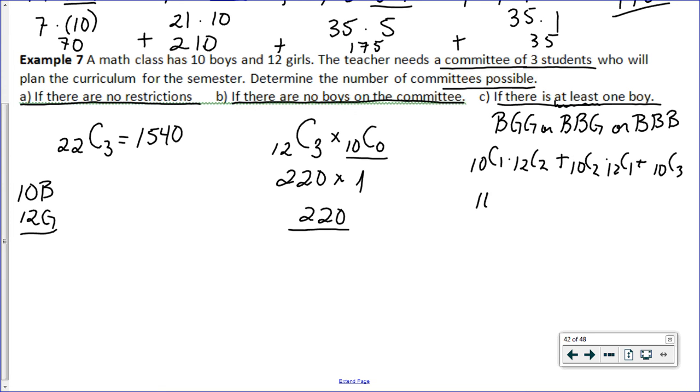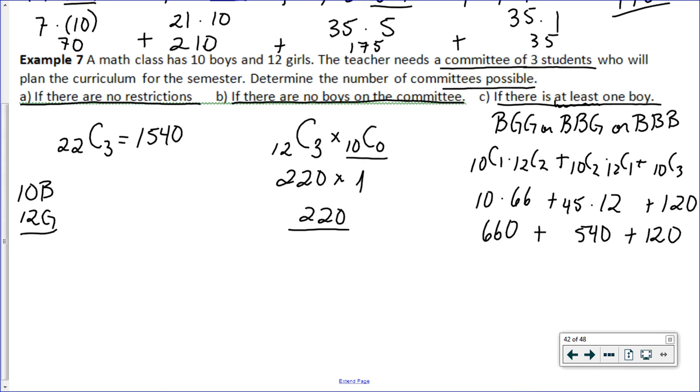So this turns out to be 10 times 66, or 660, plus 45 times 12 is 540. And the last one, 10 choose 3, is 120. And so I add that other combination in, and the total that I get is 1,320. So this is the number of committees possible where there is at least 1 boy.